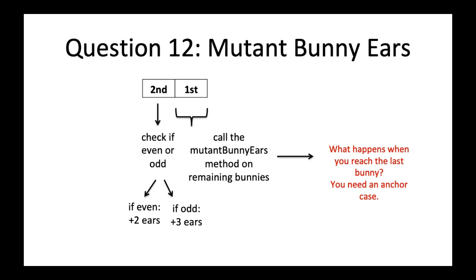So in a nutshell, what we are doing is checking whether the nth mutant bunny is even or odd numbered, and we call our method on n-1 mutant bunnies. Once we reach the last mutant bunny, meaning once n is equal to 1, we will return 3 ears, since 1 is an odd number. Now let's write the code.